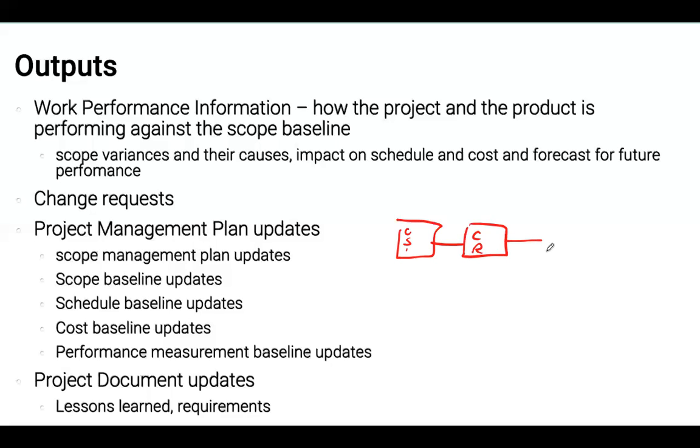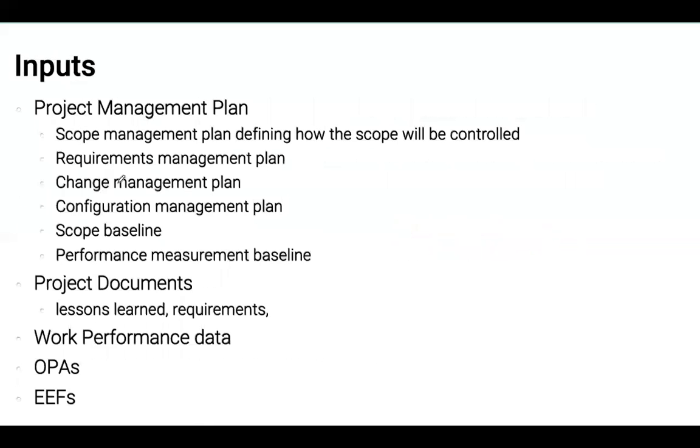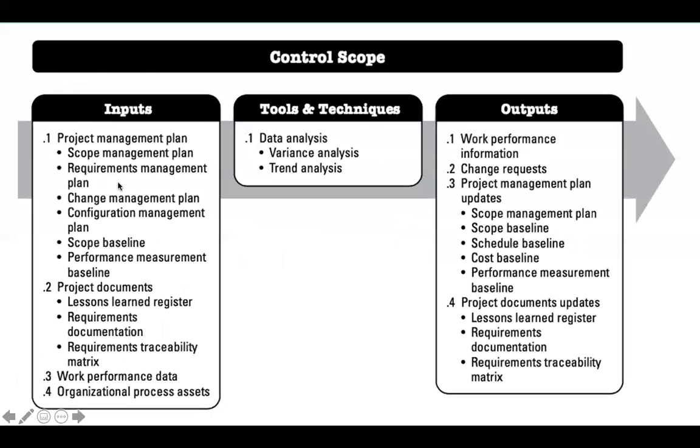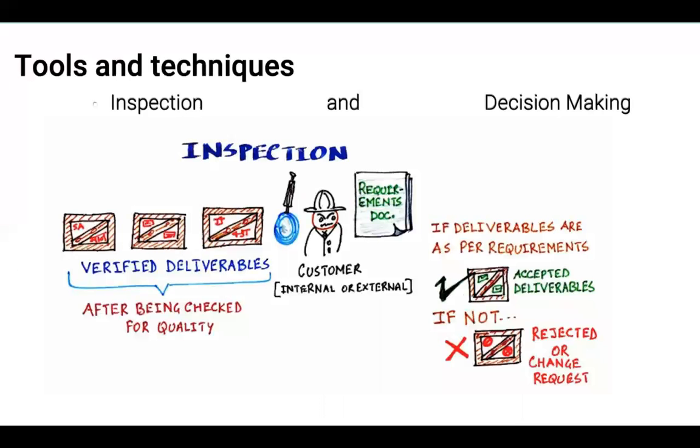So that's CR, and that is going to be carried out along this line, and it's going to produce document updates. So as a result of controlling scope, we might have to update these documents here. Baseline, the schedules, the cost baselines, through change requests. And we're updating documents, lessons learned, requirements, requirement documentations, and so on. And then we can go back to scope validation.